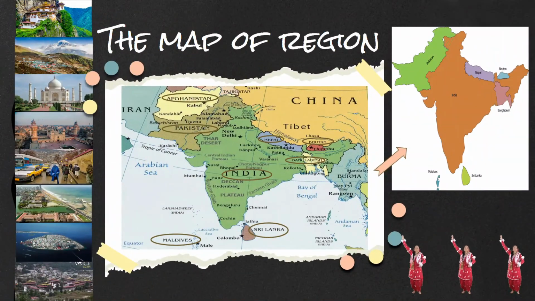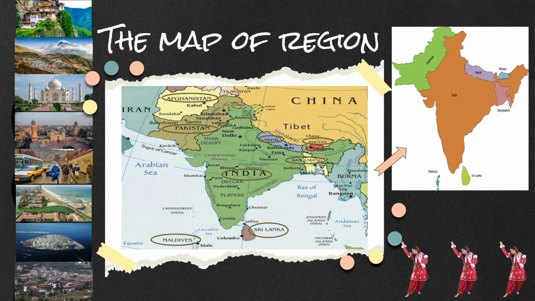I will explain the map of the region. South Asia is the southern region of Asia, which is defined in both geographical and ethno-cultural terms. The region consists of 8 countries, which Fatihah Azman will explain later.